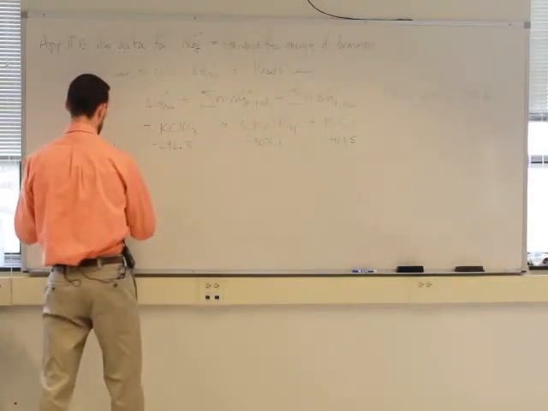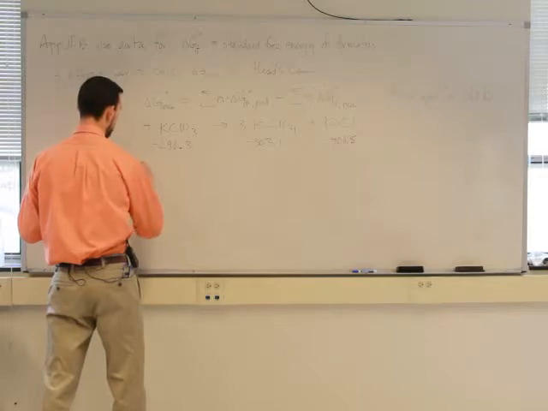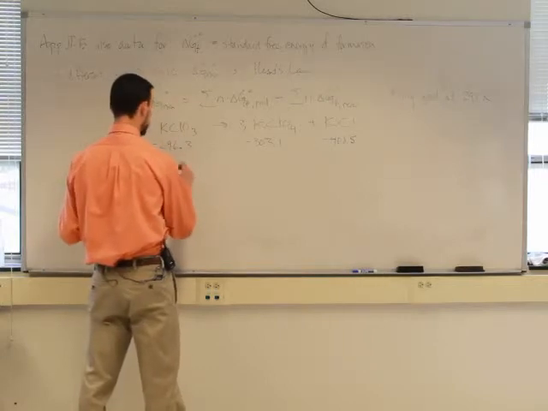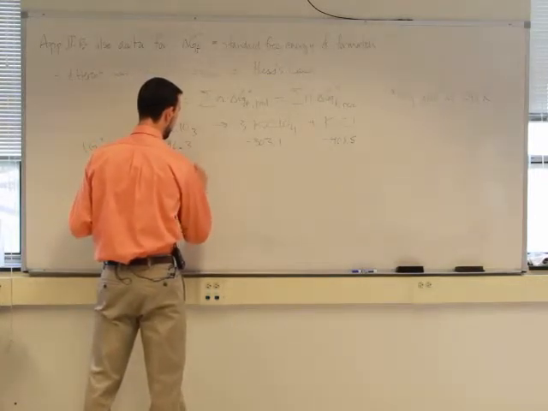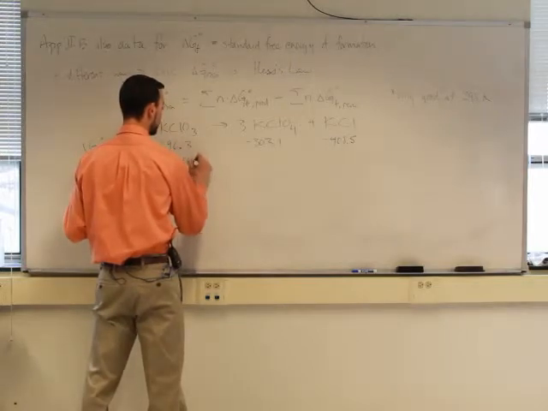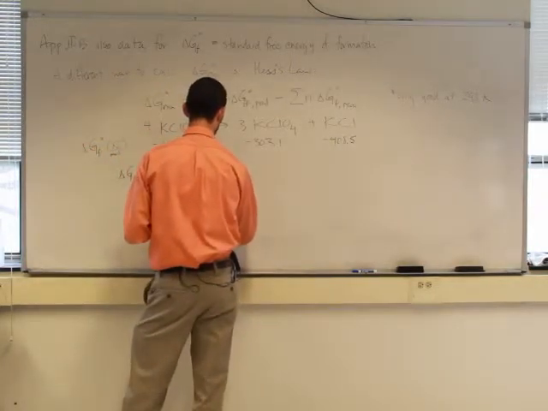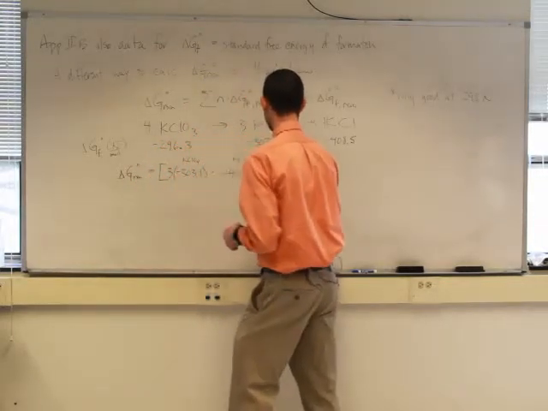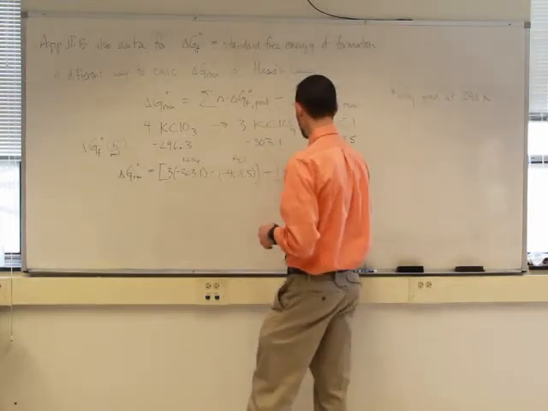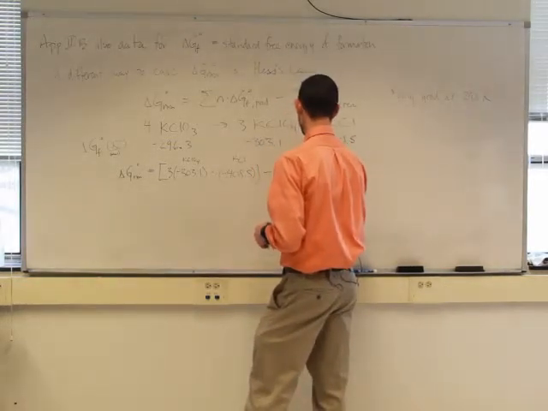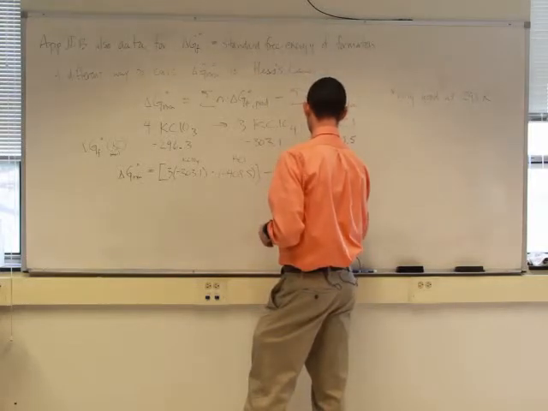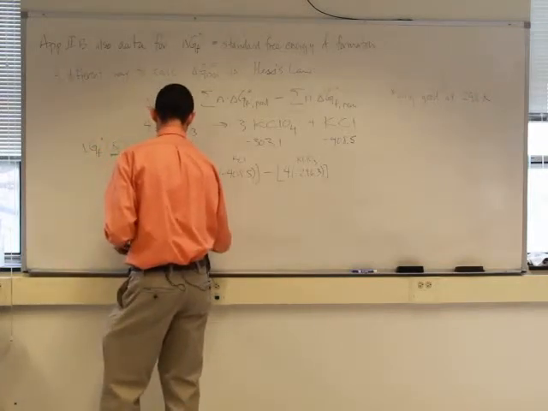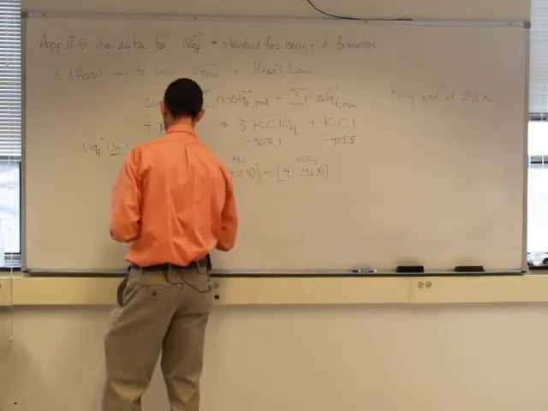So alternative to what we did earlier, when we found the free energy of this reaction by H minus TS, now we can do it by adding up our products, 3 times the negative 303.1 for the KClO4, plus negative 408.5 for the KCl, minus 4 times the KClO3 value of negative 296.3. This gives us negative 132.6 kilojoules.